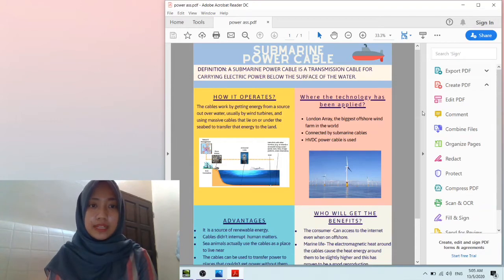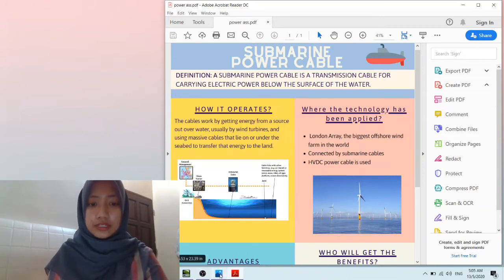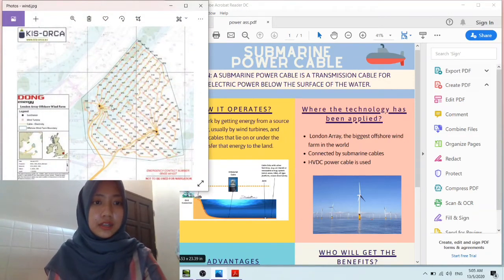I will explain where the submarine power cable has been applied over the world. As you can see here, this is a wind turbine at the offshore wind farm, and this is the biggest offshore wind farm, which is located at London Array, United Kingdom. Okay, so I will show you the plan of the London Array offshore wind farm.